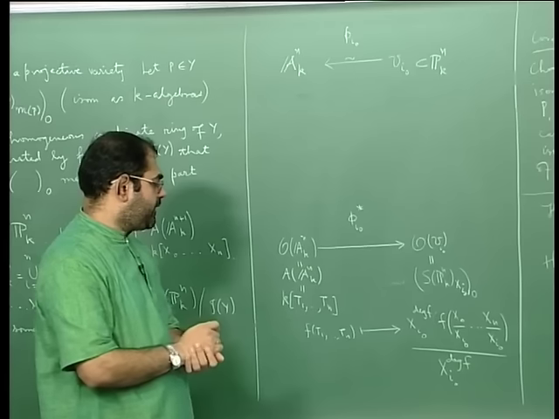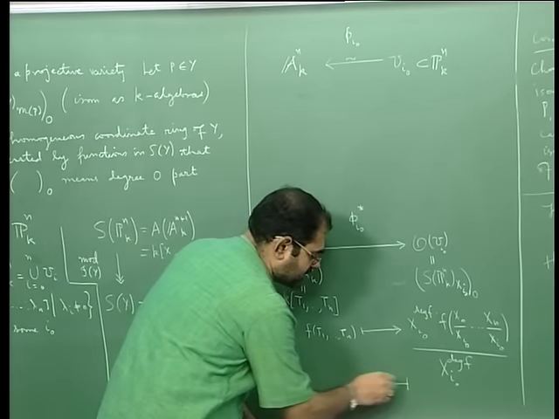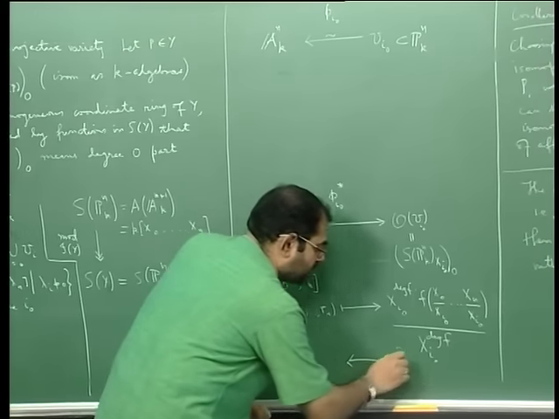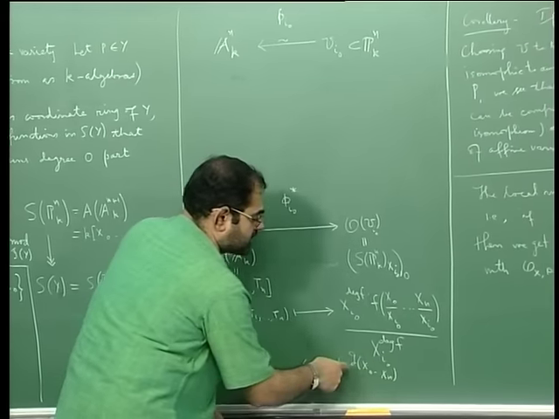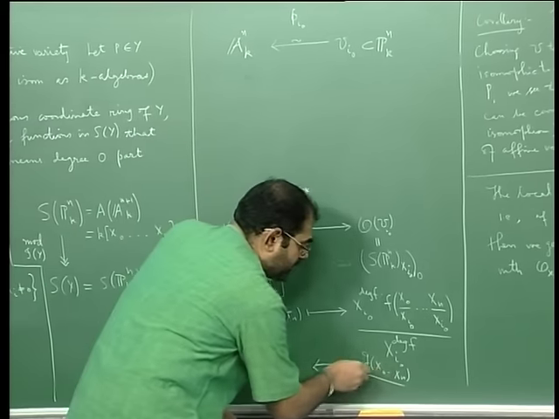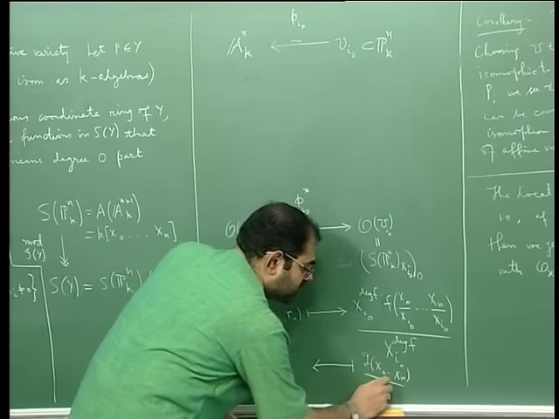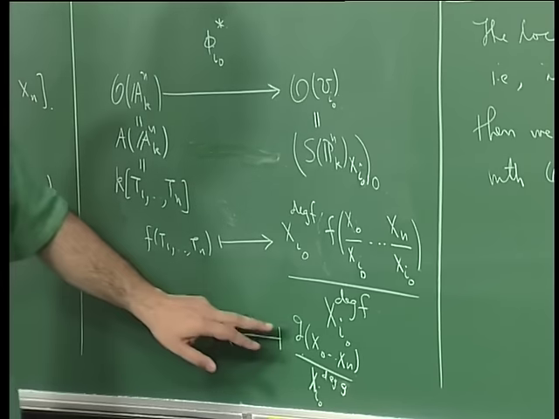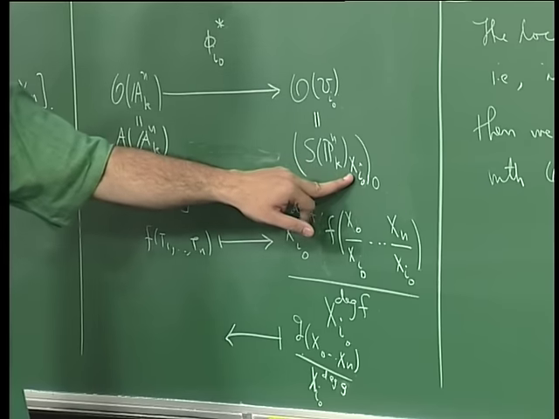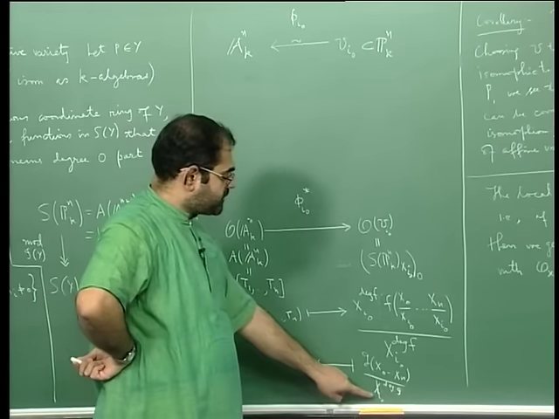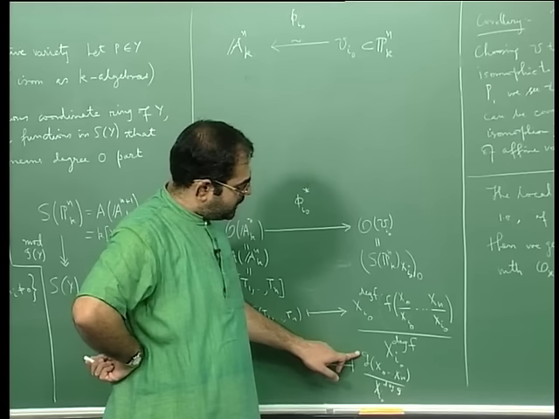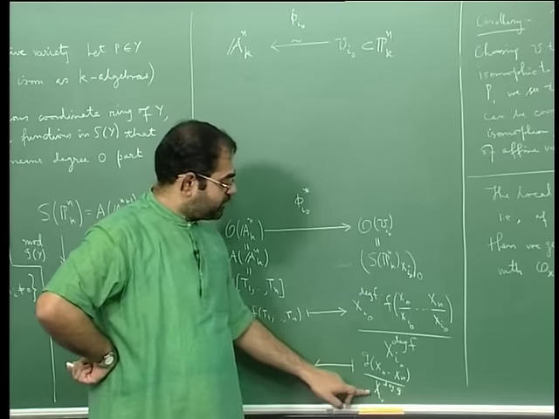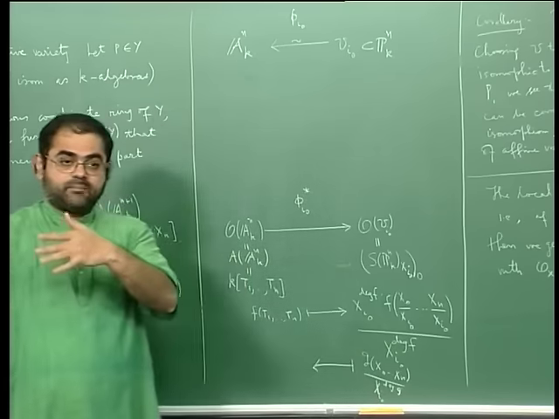So this is how this map is given, and we also know what the map in the other direction is. Any element here will be of the form g of x0, ..., xn, a homogeneous polynomial of a certain degree, divided by xi0 to the degree of g. This is how an element here looks, because you are localizing at xi0, which means inverting powers of xi0, but then you want the degree 0 part. So the numerator should be a homogeneous polynomial of a certain degree, and the denominator should be xi0 to the power of that same degree.